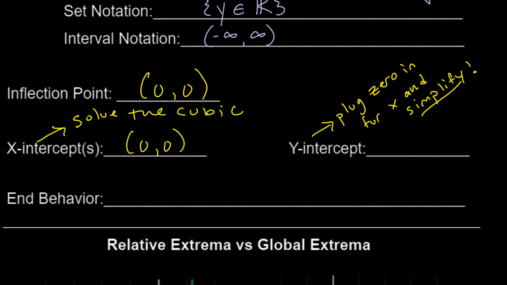So on the x-intercepts, you would have to solve it, factor, quadratic formula, whatever. On the y-intercepts, you have to plug 0 into x and simplify. What is the y-intercept for this problem? 0, 0.